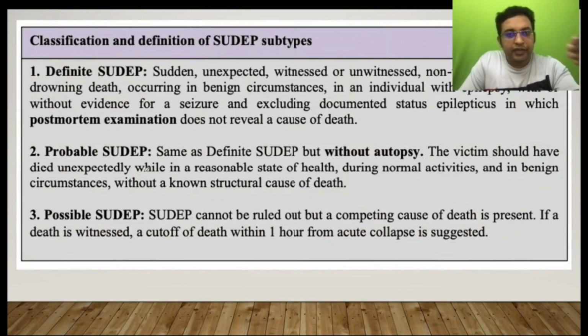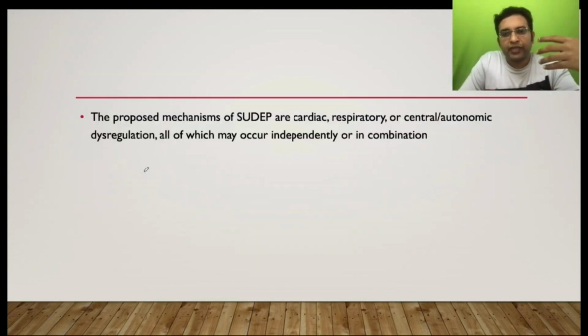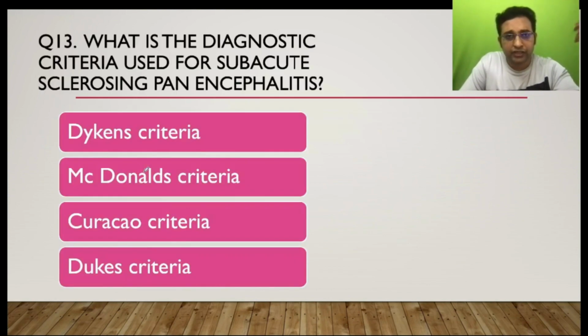And there should be definite SUDEP. This usually needn't go further, but you should understand this actually. So no other cause like status epilepticus should be there, and various mechanisms have been suggested. Could be cardiac, respiratory, or autonomic dysregulation which is causing this. And with that, the 13th question would be, what is the diagnostic criteria used for SSPE?